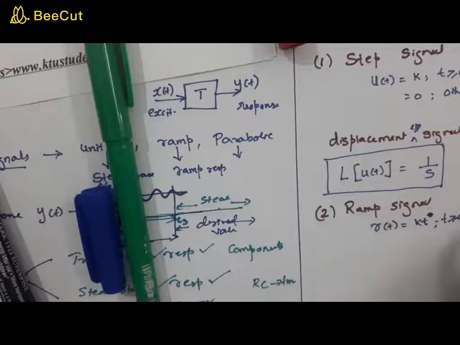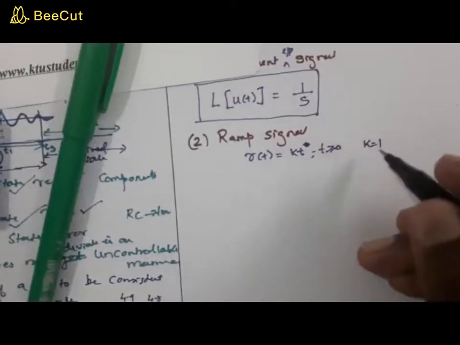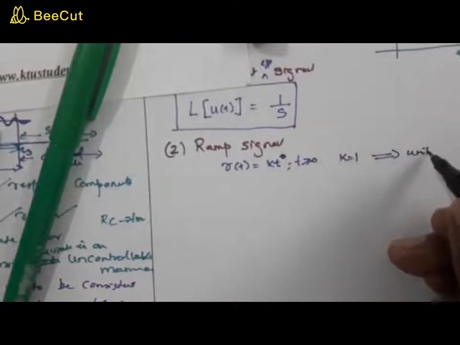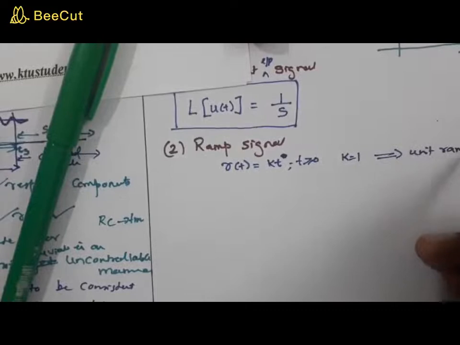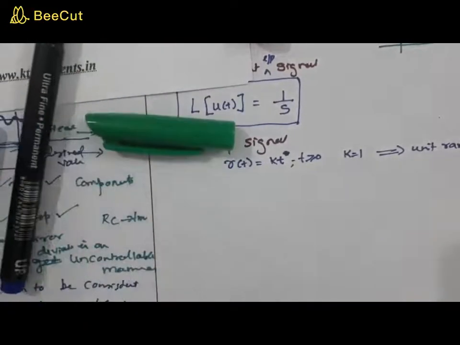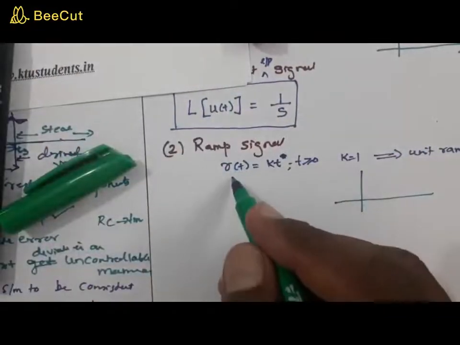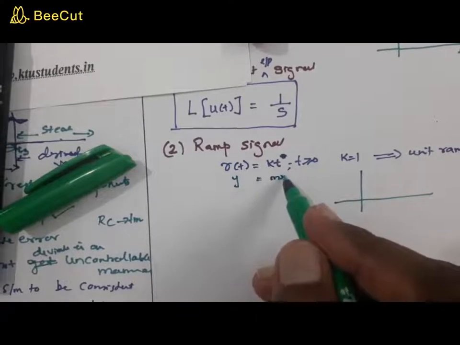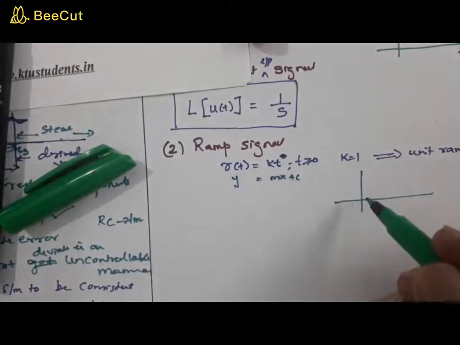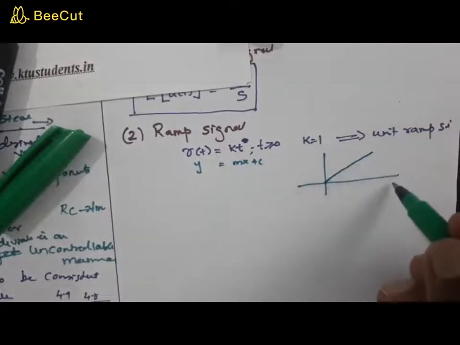So when k is equal to 1, this is called a unit ramp signal, not a step signal. Now, what about the pictorial representation? This is y is equal to mx plus c. Here c is equal to 0, that means the y-intercept is 0, so it is a line passing through the origin on the positive half.